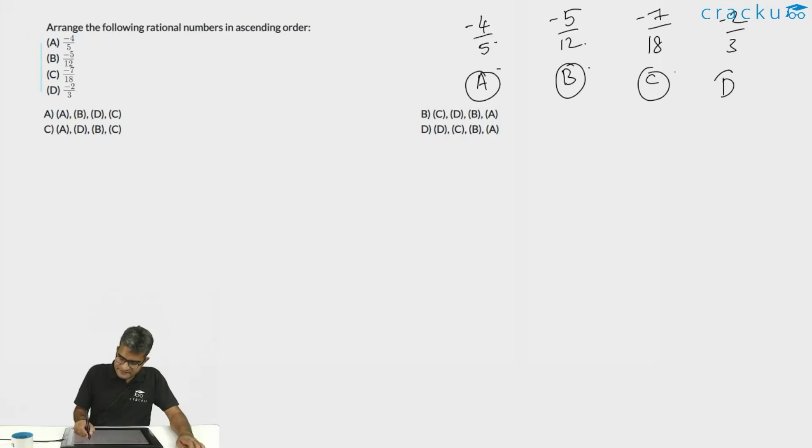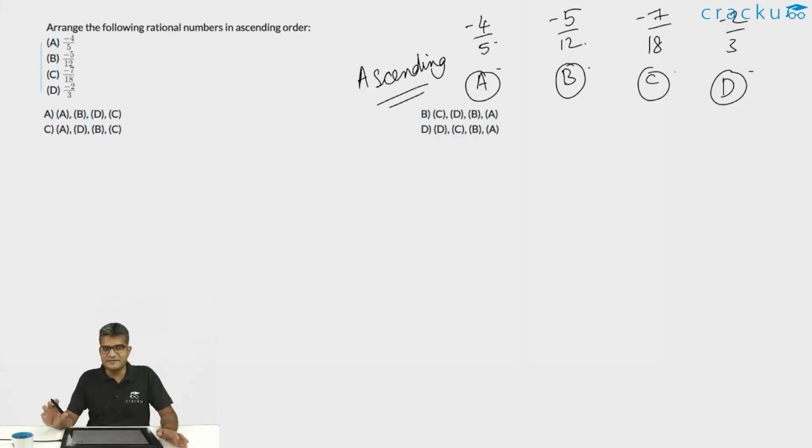If some of them are positive and some of them are negative, we can at least separate them easily. We can say that, okay, the negative numbers are less than the positive numbers. Here, all of them are negative and we need to arrange them in ascending order. That is, we need to keep the smallest number first and the largest number at the end.